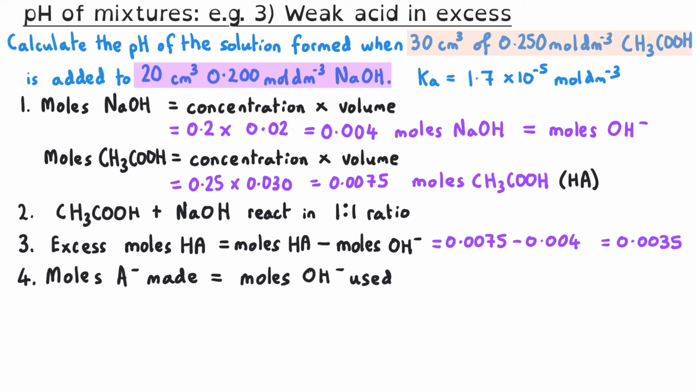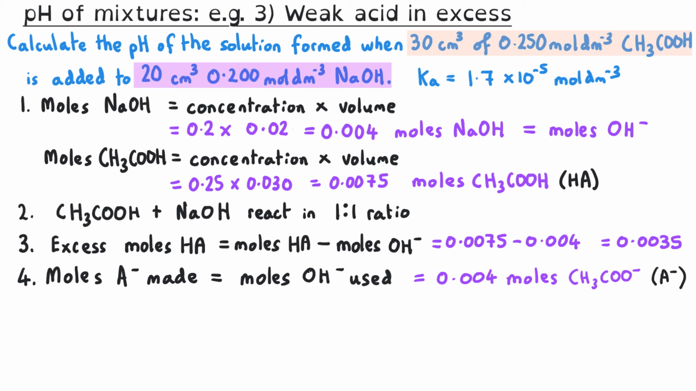Then we need to recognise that the moles of A-, so that is the salt, that is produced will be equal to the moles of hydroxide ions that were used up in this reaction. And so that will be 0.004 moles of A- present in our product.